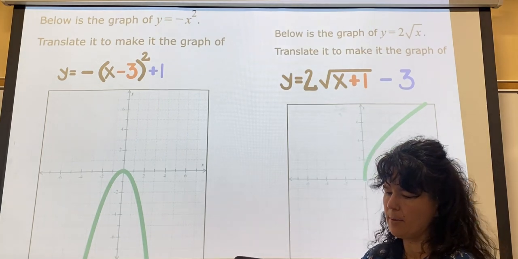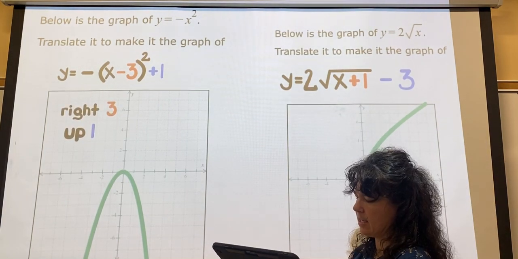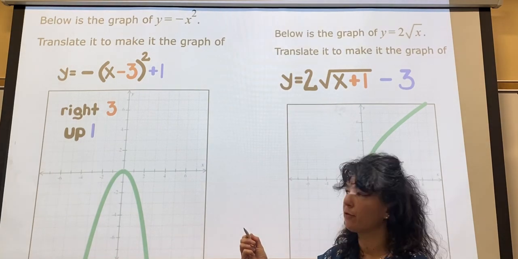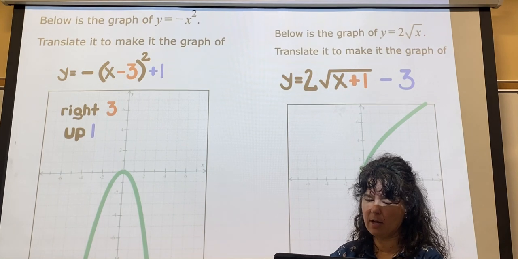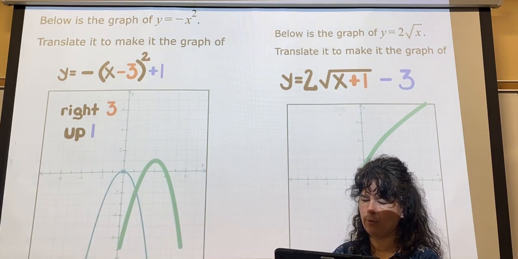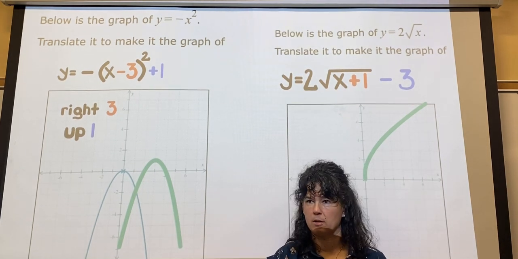So I'm going to grab this graph here and drag it. And it doesn't matter which one you do first. You can do right and up or up and then right. Okay, but I'm going to go up 1 and right 3. And now we have the graph of that parabola.